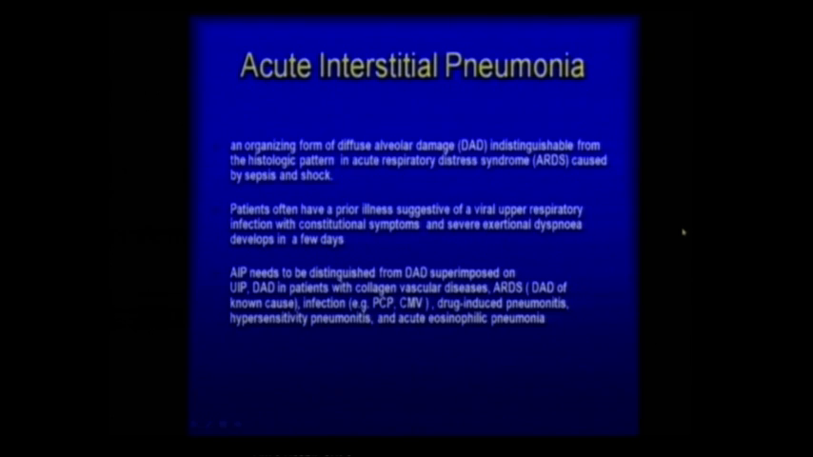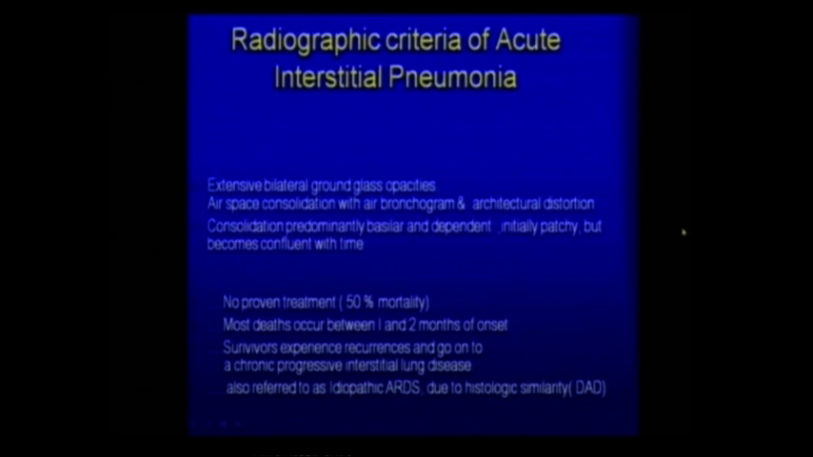and with constitutional symptoms. Suddenly the patient develops severe exertional dyspnea, and you do an HRCT, you find very specific findings like this: extensive bilateral ground glass opacities, airspace consolidation with air bronchogram and architectural distortion. Consolidation is predominantly basilar and dependent, initially patchy but becomes confluent with time, and it has no proven treatment. Even within ICU, 50% of them die actually. And most deaths occur between one and two months of onset. Even survivors lose a lot of functioning lung tissue, and they go on to chronic progressive interstitial lung disease.